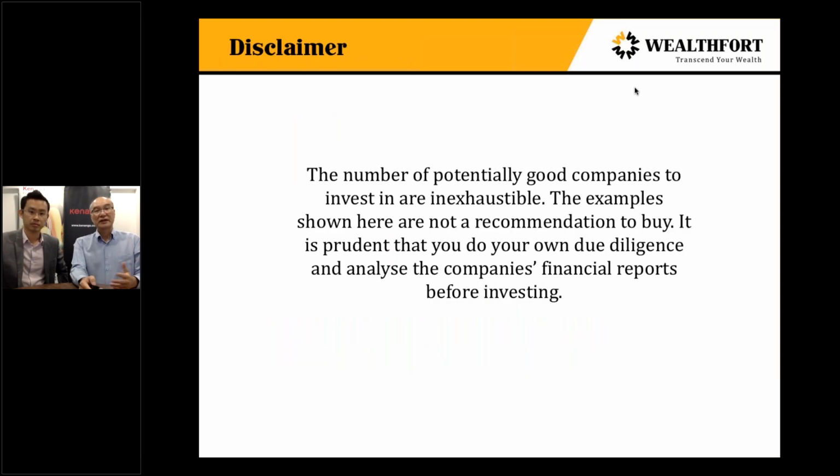So, a final disclaimer: the number of potential good companies to invest in is inexhaustible. The examples shown here are not a recommendation to buy. It is prudent that you do your own due diligence and analyze the company's financial reports before investing.